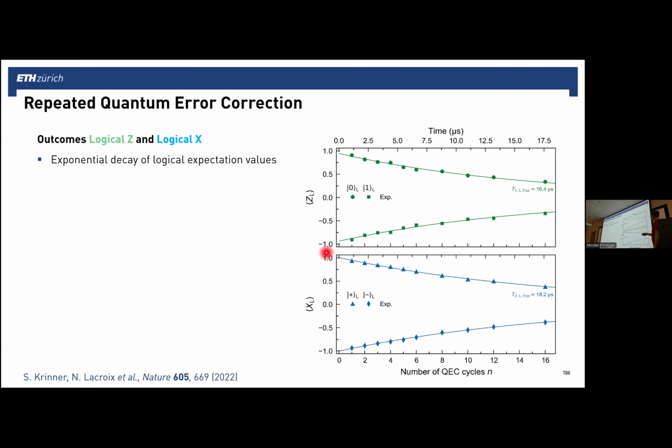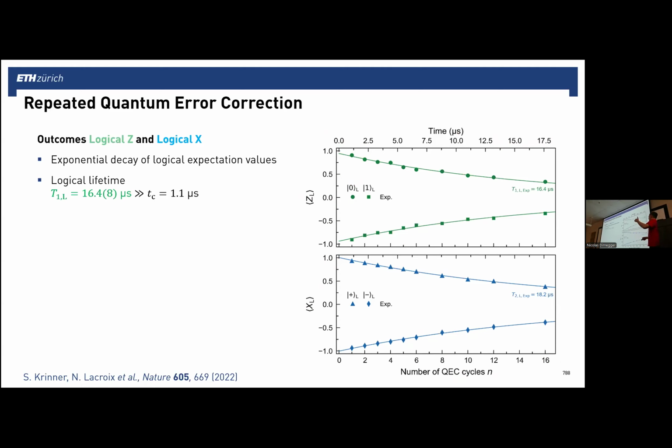So what is shown here is the logical Z operator expectation value for 0 and 1 logical, and the logical X operator for plus and minus logical. And it's plotted versus the number of repetitions of the error correction cycle. And on top, you see what that means in time. It's in multiples of this 1 microsecond. And what you do see is, of course, that the logical Z operator and the logical X operator decay with time, despite the fact that you run your error correction code.